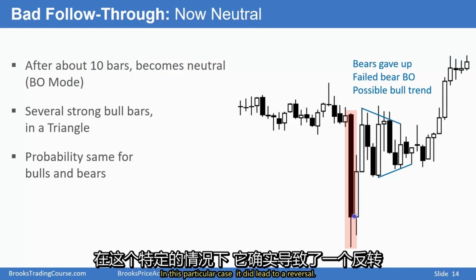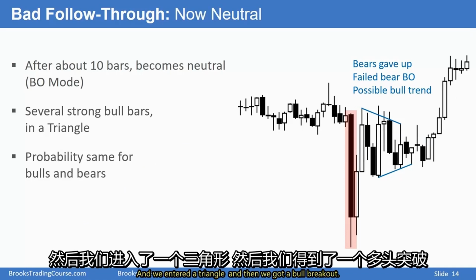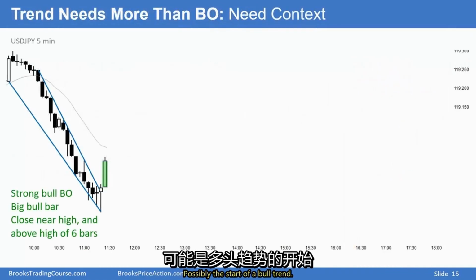In this particular case, it did lead to a reversal. Bear breakout, very strong. Bull breakout, equally strong. Market is neutral. And we entered a triangle, and then we got a bull breakout. Possibly the start of a bull trend.